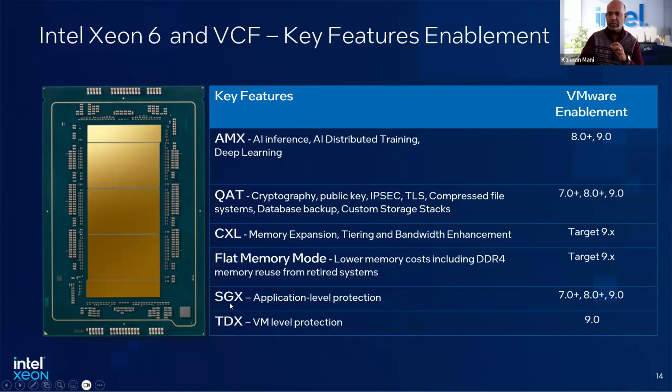And on security, the Software Guard Extensions, app level protection, we have been enabling from 7.0. You will see that on 9.0, which will have support as well. And for TDX, which is VM level protection, most of the customers are very much interested. At this point, we are doing it on 9.0, which is enabled as of the GA 9.0 version. And it will not have vMotion support, but 9.1 onwards, we will have vMotion support. Okay.